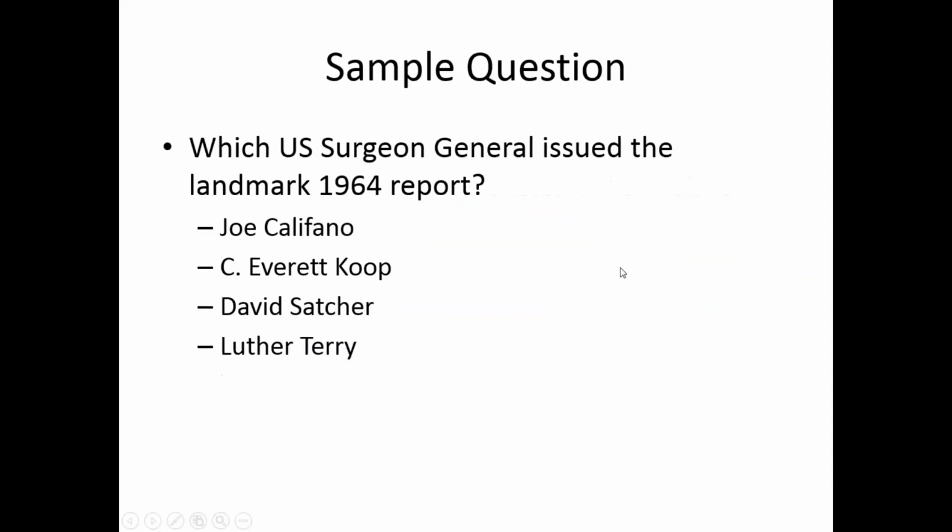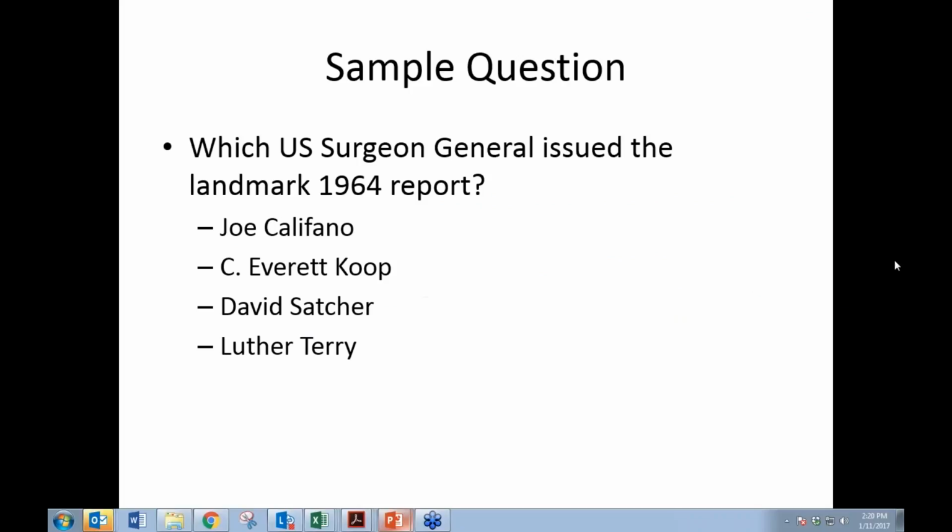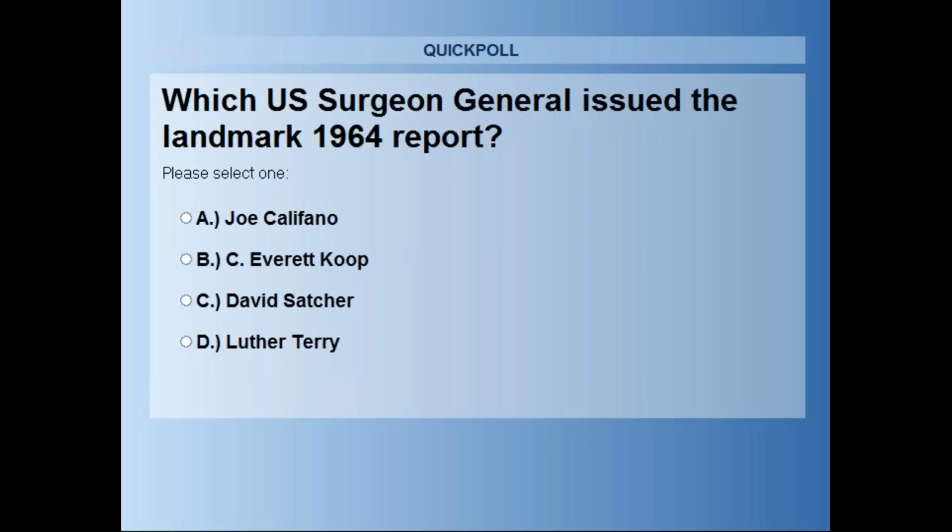Okay. The next question is, which U.S. Surgeon General issued the landmark 1964 report? And you'll see your options here, and let me go ahead and share the question. You can go ahead and make your choices now.